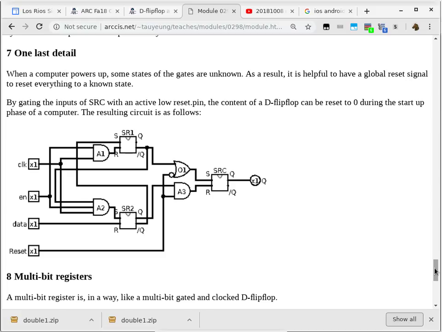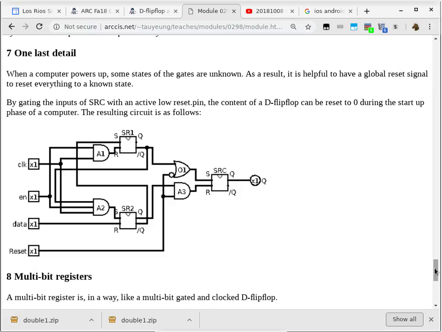So when you look at this one, we have three SR latches, SR1, SR2, SR3. We have two AND gates, A1, A2, just like the previous one. But now we also have an OR gate that looks kind of funky. It has one input negated, and we have A3, which is another AND gate, which I think is missing in the previous design.